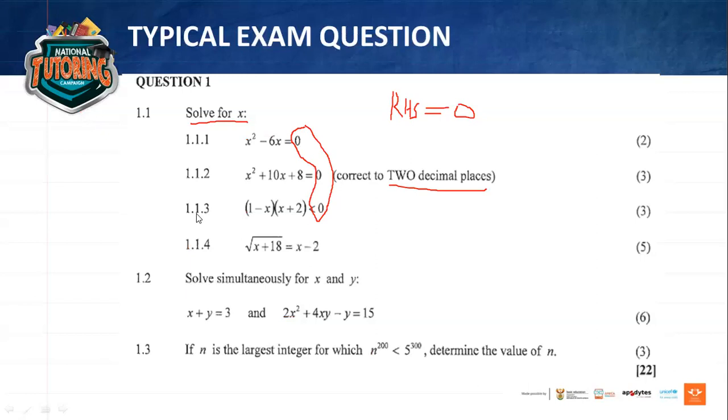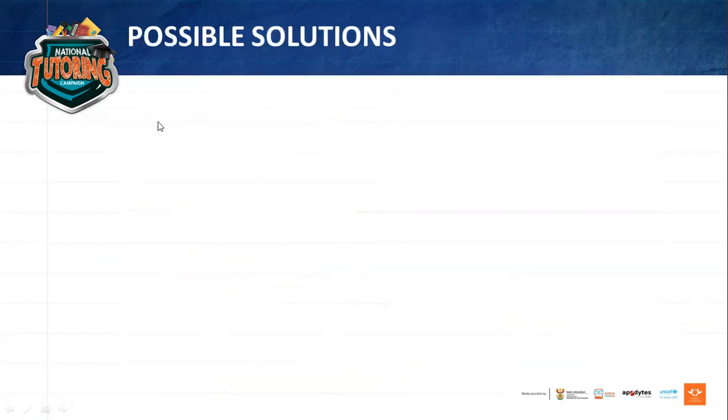Then let's go to 1.1.3. So 1.1.3, we are looking at inequalities. With inequalities, the first thing that you're going to look at is the critical values. So it's 1 minus x, x plus 2. Now we have an inequality. Remember, we number according to the number system used.